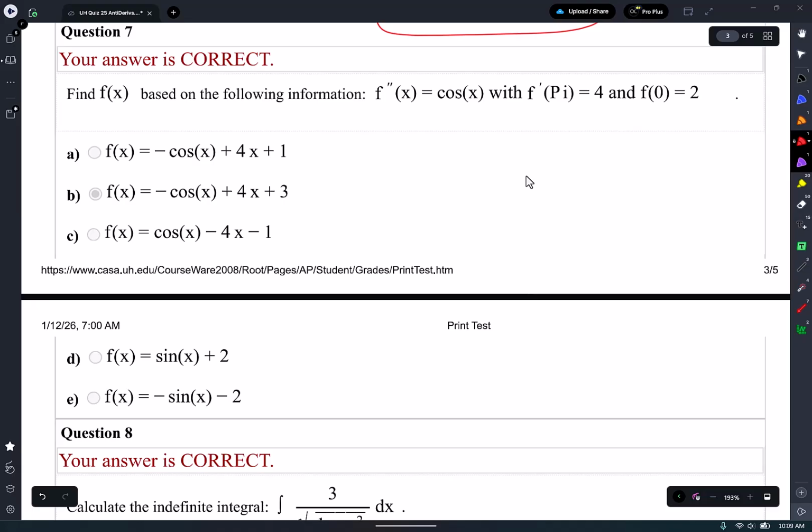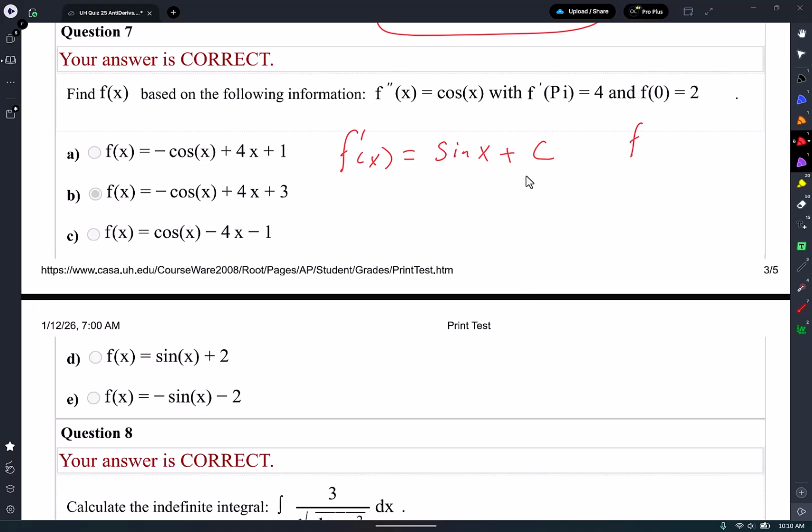Well, okay, that's fine. All right, find f of x based on the following information. The second derivative is cosine, f of pi is 4, and f of 0 is 2. So you're going to have to do the antiderivative twice. That's all it means. Here we go. I'm doing the antiderivative from f double prime, so that's f prime. What is the antiderivative of cosine x? Positive sine x, plus c.